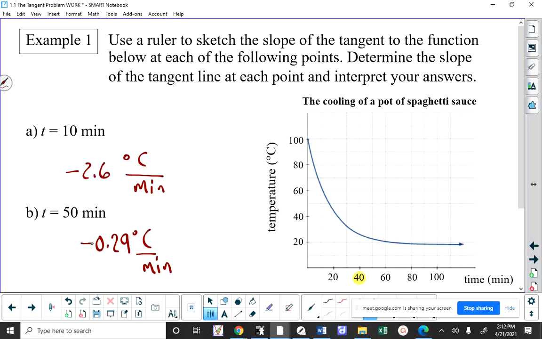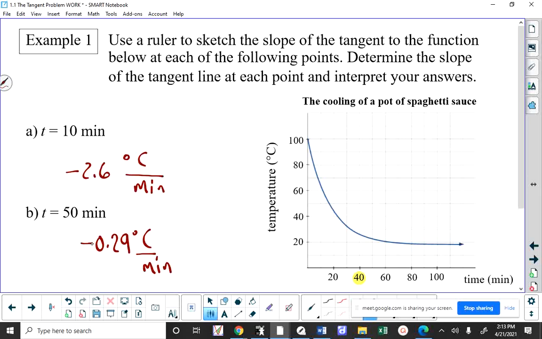That makes sense. If you've ever done any cooking, you understand that when something is very hot, that's when it loses a lot of heat in a very short period of time. You come back 10 minutes later, don't touch it necessarily because it could still burn you, but it's cooled down a lot. But then you find in the last part, it's like an hour goes by and it's not changing temperature very much. Any questions with example 1?